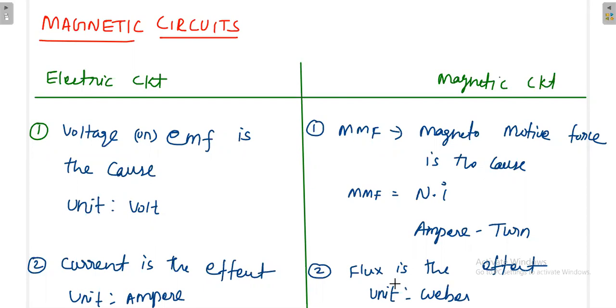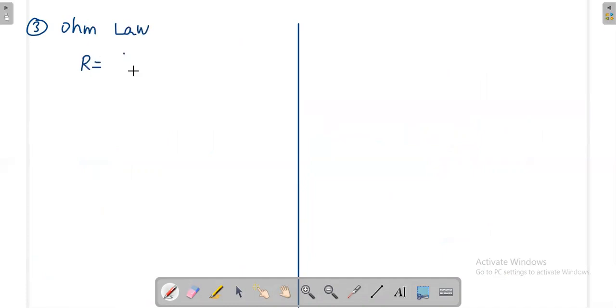Now the next point. You know Ohm's law is there in the electric circuit. Resistance is equal to V divided by I, where V is the source or cause, and I is the effect of the source. How much effect you get from the source depends on the opposition by the circuit, that is resistance.